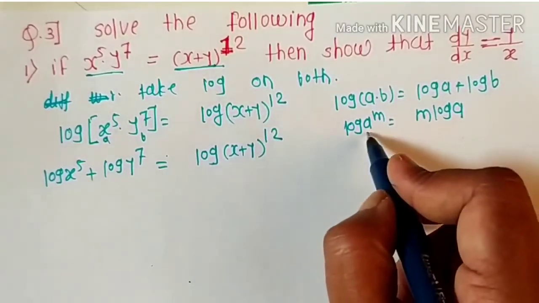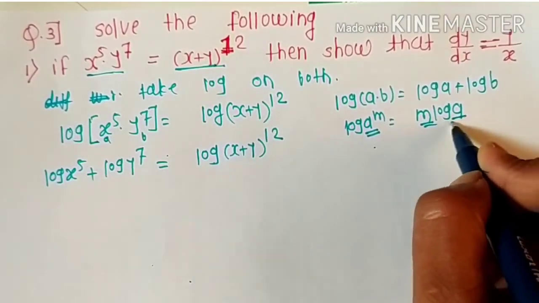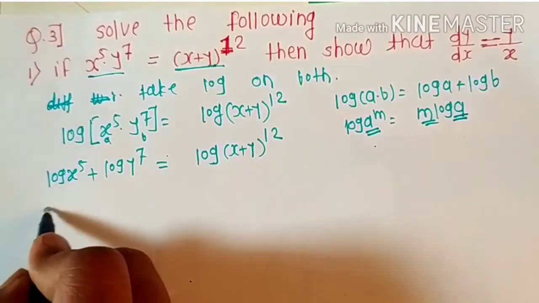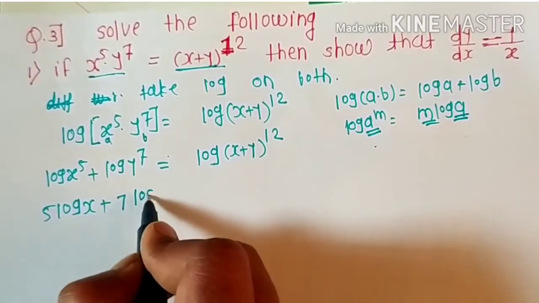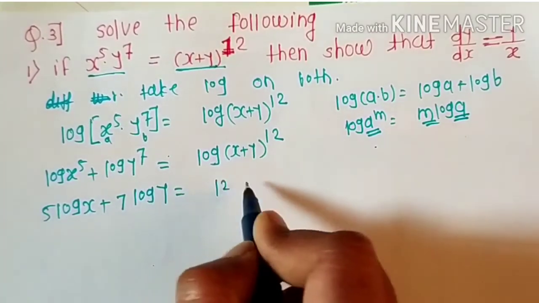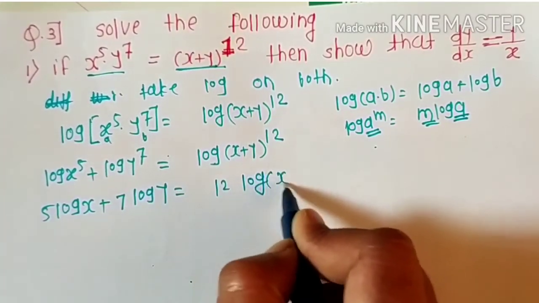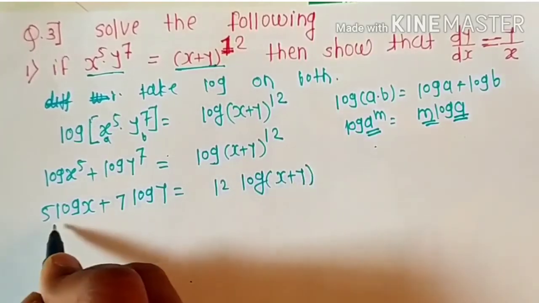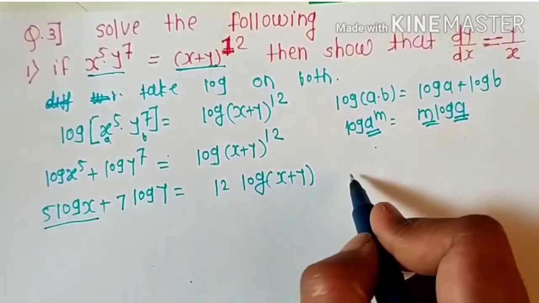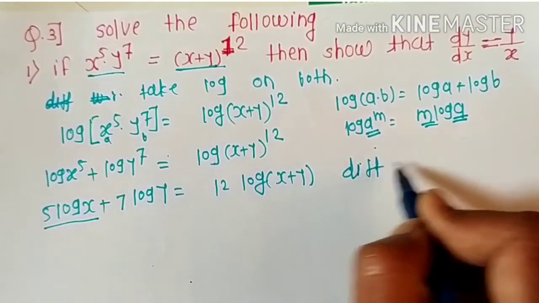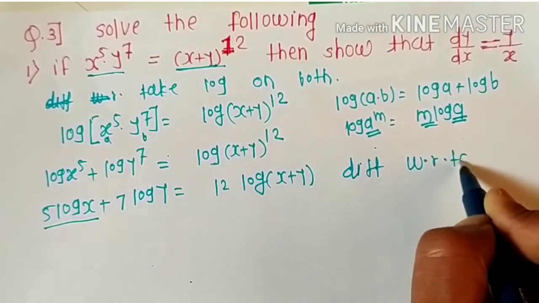The next property, log a raised to m becomes m into log a. Then this has 5 into log x, this has 7 into log y, and this has 12 into log of x plus y. And then we differentiate. Here we convert this term into a simple form and then we can differentiate easily. Then differentiate with respect to x.